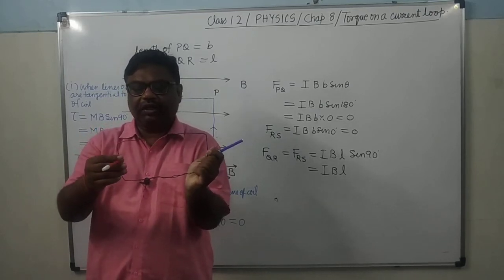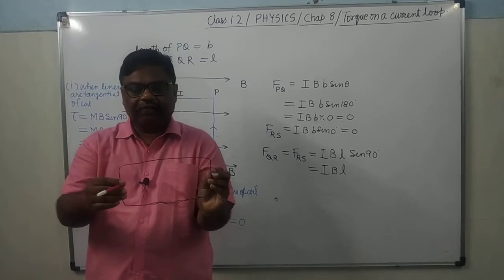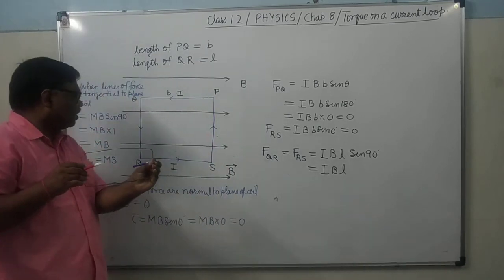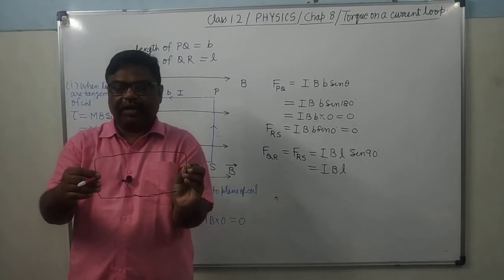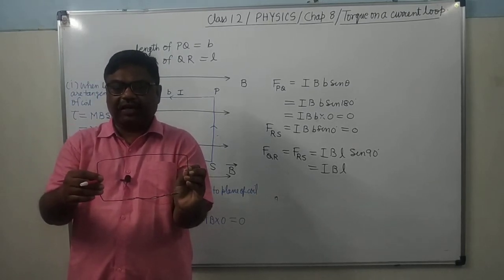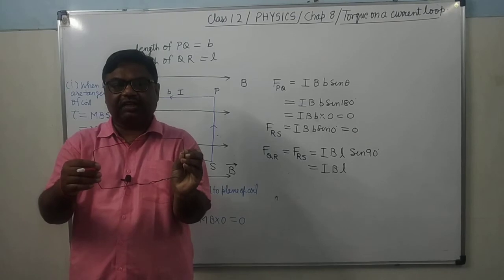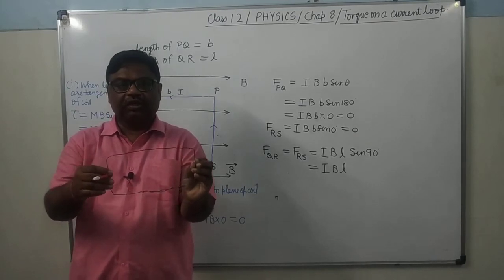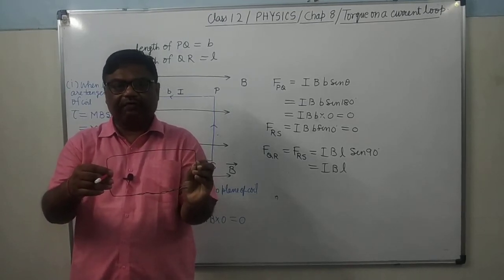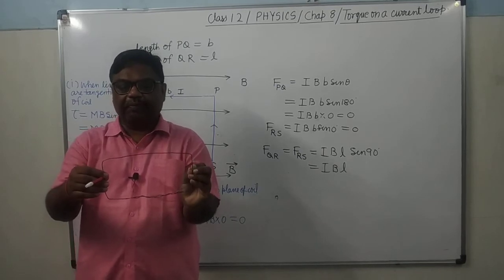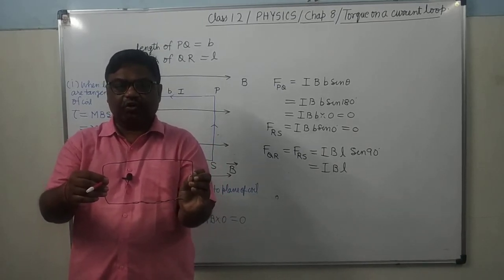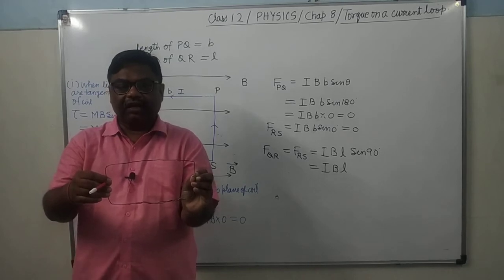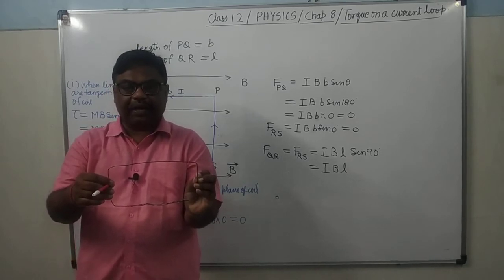Now if you see here these two forces, the forces which are acting on the segment QR and PS, these two are equal in magnitude, opposite in direction, therefore they will not set up any net force. But what will happen to their line of action? Line of action are not coinciding. Those line of actions are parallel.